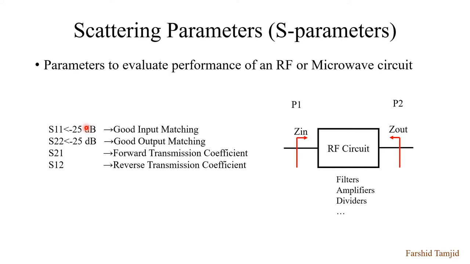For this course, which is microstrip design, we will consider in our designs that we want to have better than minus 25 dB. The same thing goes for S22. When we have a port, the output match, we say we have a good output match when S22 is better than minus 25 dB. We have S21, which is the forward transmission coefficient.